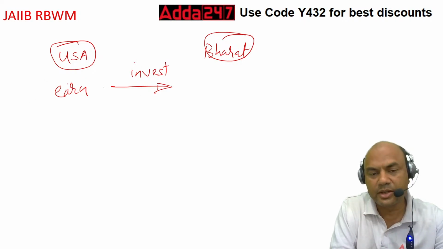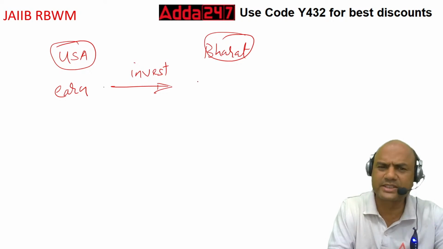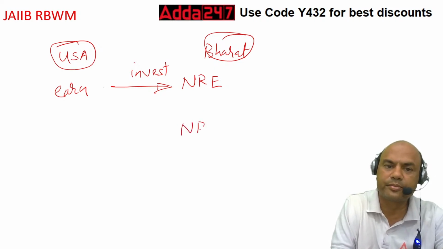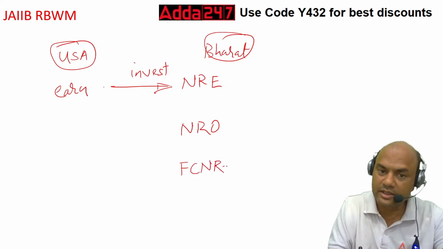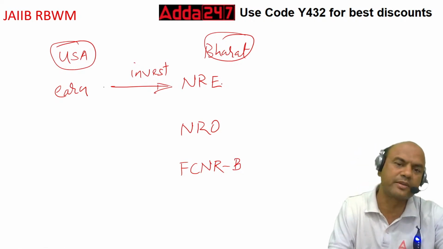For this investment, banks are having various schemes. Various accounts. Why schemes? Accounts. One is NRE. Second is NRO. Third is FCNRB. Plus others also. See here, these are the main accounts. There are others also, RFC also, many of them are there. Special accounts are also there.